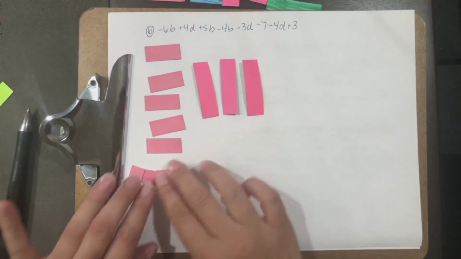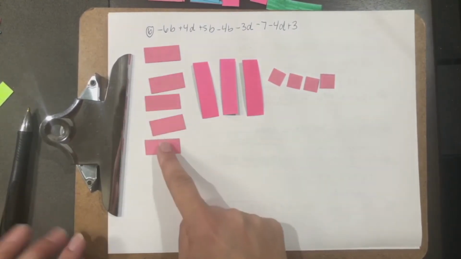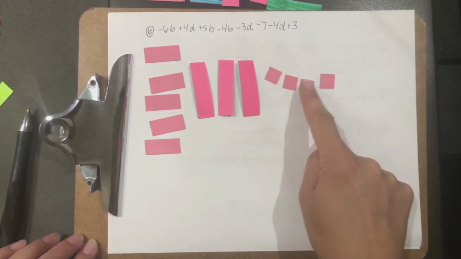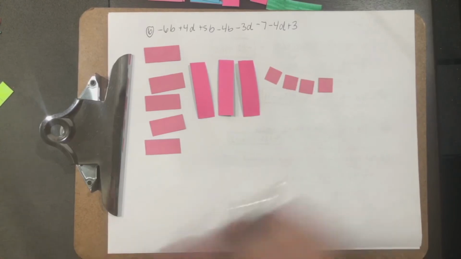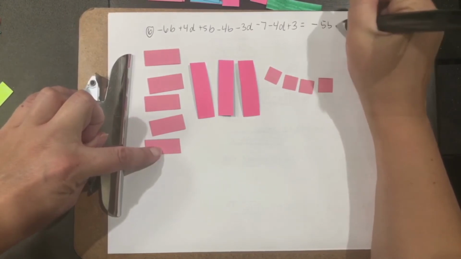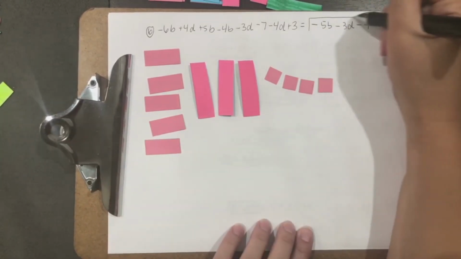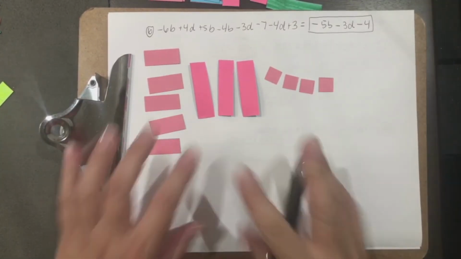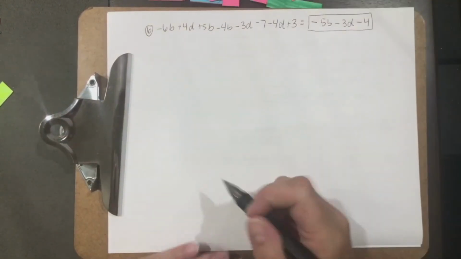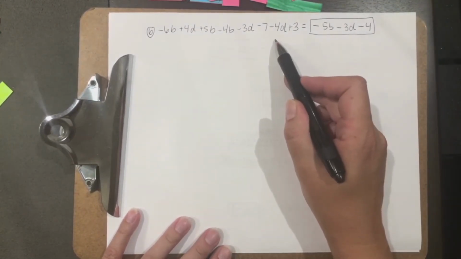So B, D, 1s. So this would be 1, 2, 3, 4, 5 negative B's, minus 1, 2, 3 D's minus 1, 2, 3, 4 ones, or just minus 4. So negative 5B minus 3D minus 4. Okay, how much easier do you think it is to slide around these tiles and then just move them off than it is to have to look at these and put them together?